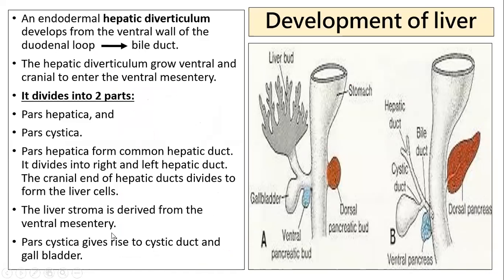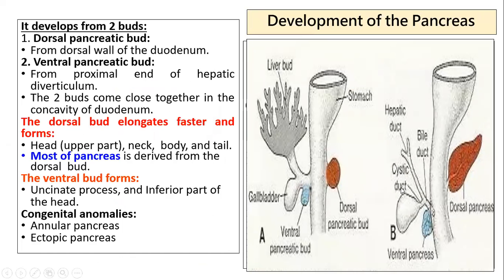So the liver stroma is derived from the ventral mesentery. The pars cystica gives rise to the cystic duct and the gallbladder. As you can see here, this is the pars cystica, which develops into the gallbladder and the cystic duct, the duct of the gallbladder.